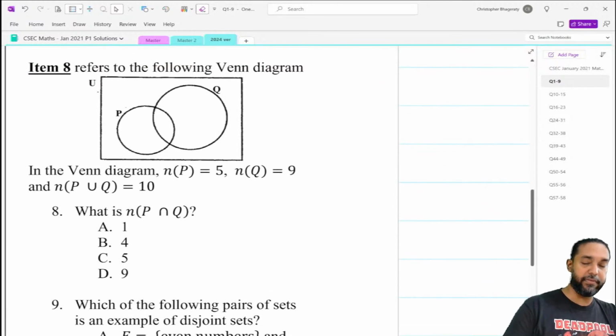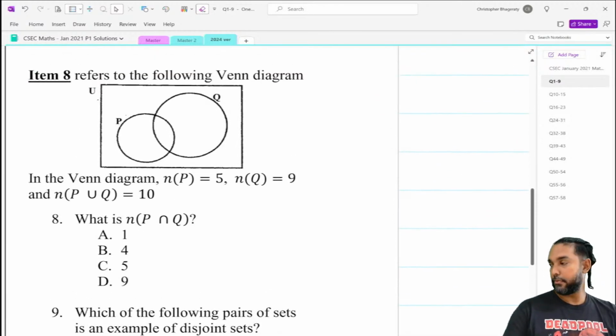Item 8 refers to the following Venn diagram. One second.